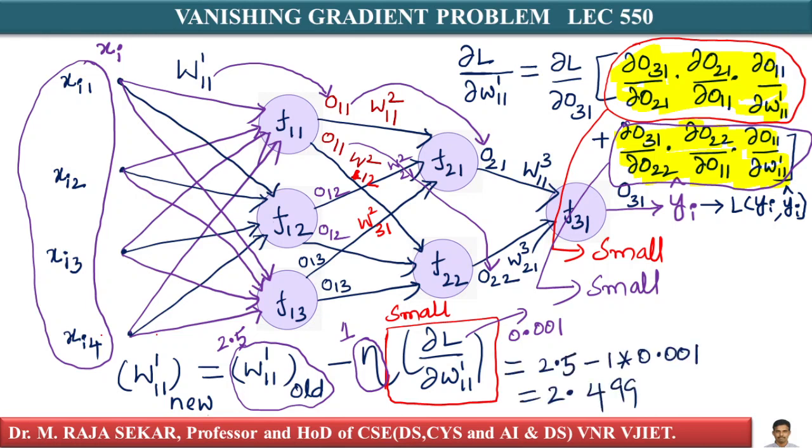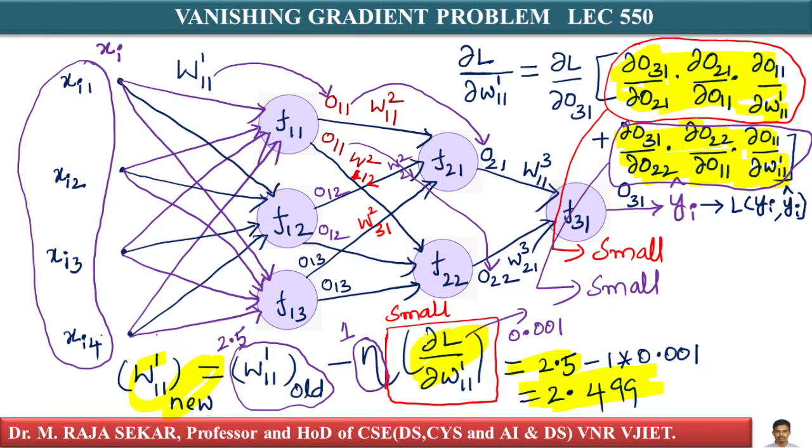Now how can I get w11 new? If I substitute all these values, what will I get here? I will get 2.499, isn't it? My original value is 2.5. So what is my w11 new? It is 2.499, which is very close to your old value. Your new weight is very close to the old value because your derivative is small, isn't it? What is the reason? This derivative is very small.